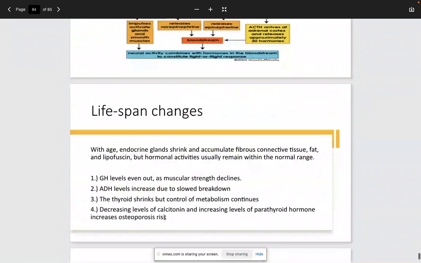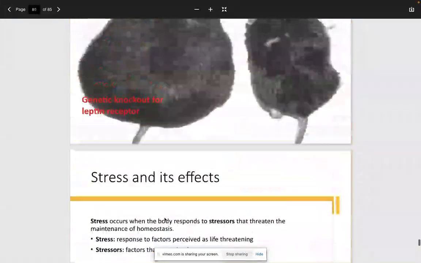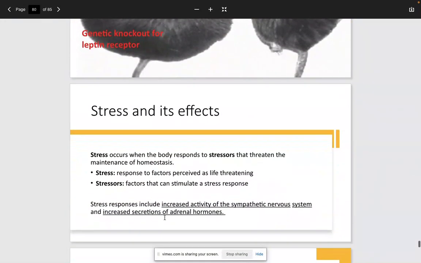These slides here are just going to talk about stress and lifespan changes. Not as important for us, but of course, stress is important. Stress occurs when the body responds to stressors. That makes sense. What is a stressor? Well, a stressor is just a factor that stimulates stress. So that could be this class, for example. This class may be a stressor.